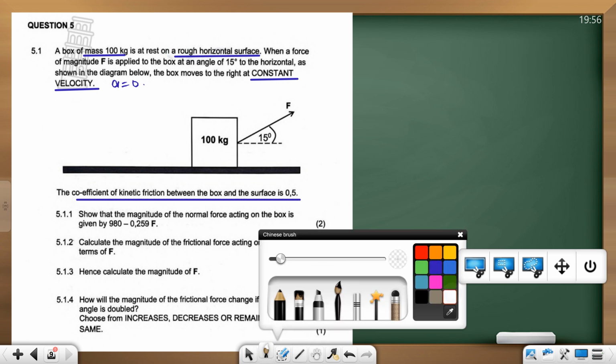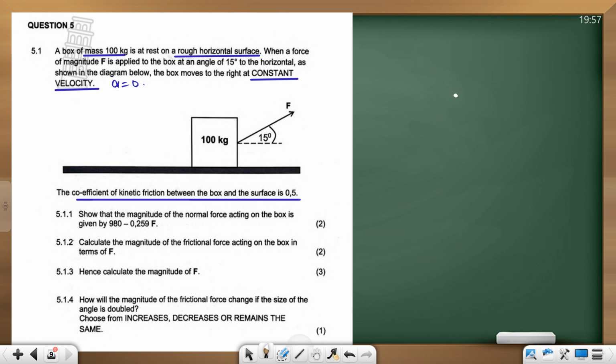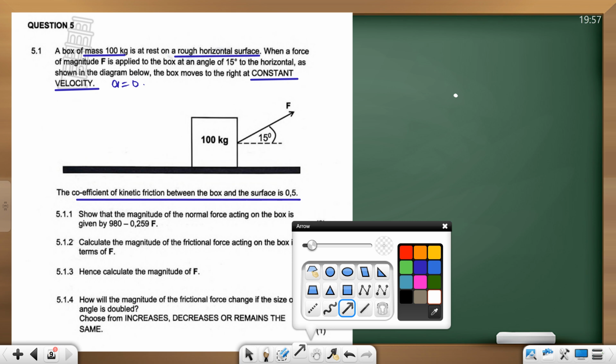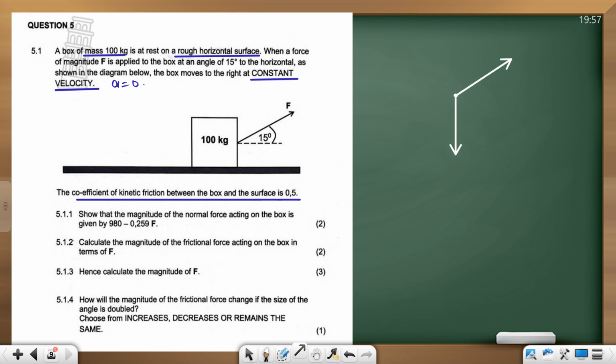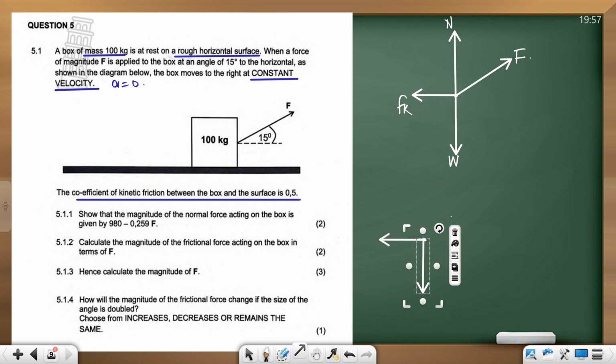Never do anything without drawing a free body diagram. So if I'm drawing a free body diagram, what do I have? I have my force applied, I have my weight, I have my normal force, and the object is being pulled to the right, friction is going to the left. So friction, weight, which is gravity, normal, and force applied. The problem is my force applied is not vertical. So what do we do? We always resolve. I'm doing the same thing over and over again. That's what physics is all about.